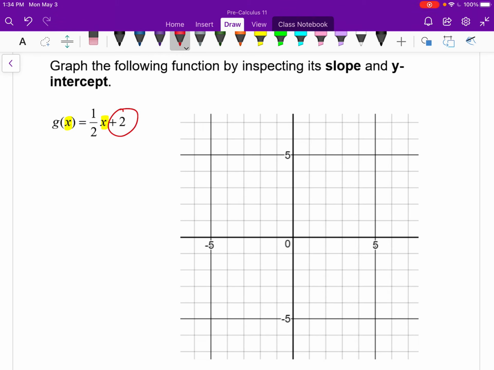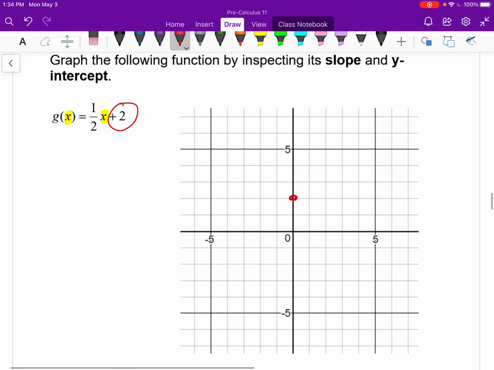There's my y-intercept, so I know this line goes through positive 2 on the y-axis. And here's my slope, 1/2. A slope of 1/2, or I'll say m equals 1/2, means that from any point on the line, I go up 1 over 1. And so I already know one point. That point I drew in red.